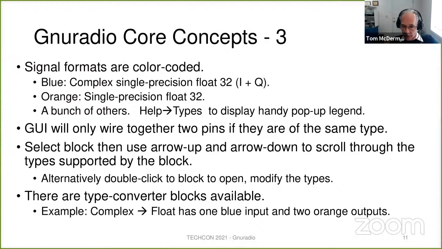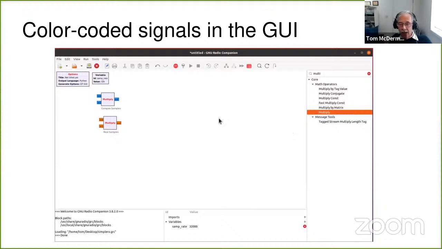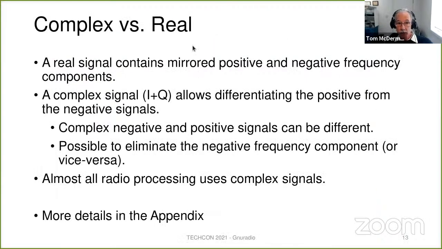There are also type converter blocks available. For example, the complex to float block has one blue complex input and it puts out two orange outputs. One is the real or the in-phase component, and the other is the quadrature or the imaginary component. So this is a diagram, and you can see I've got a multiply here without any wires hooked up, and it has blue inputs and outputs. Those are complex. And the real one on the bottom there is a multiply, and they're orange, and so those are real. So let's now talk a little bit about complex versus real.